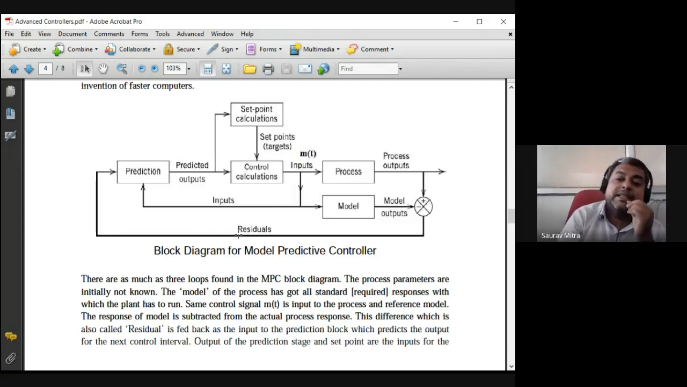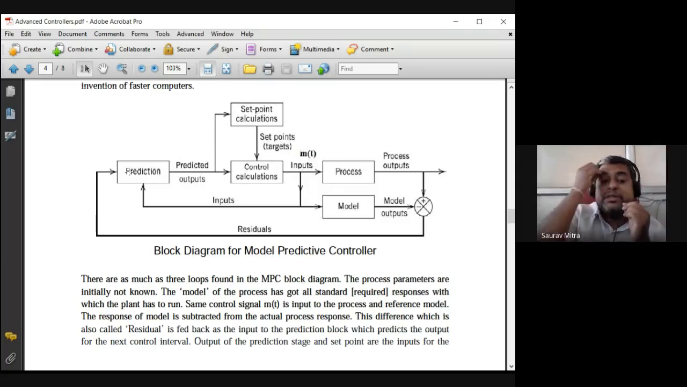This is the main agenda: that process output and model output should be the same. That's why the residual should ideally be equal to zero. So this is how model predictive control works. The main aim is that the residual has to be made zero, and as long as the residual is there, prediction will be there. So the predicted output is given to the set point calculation.